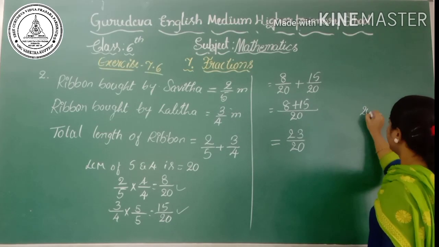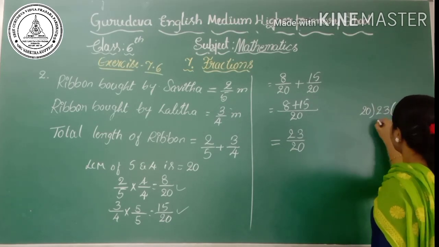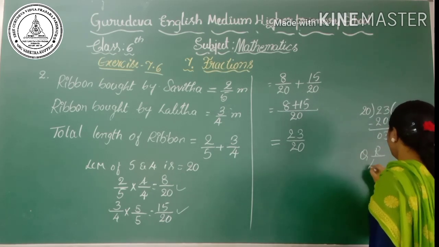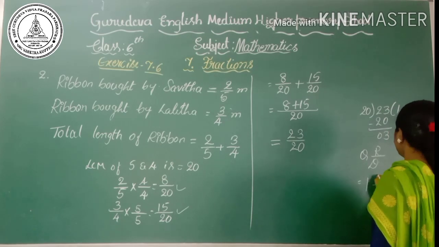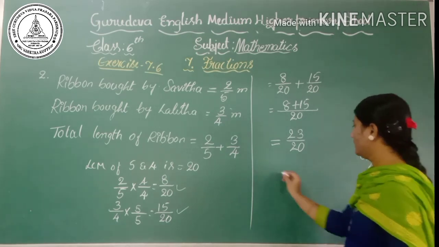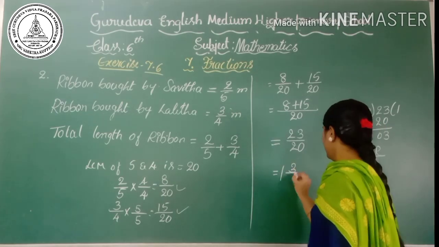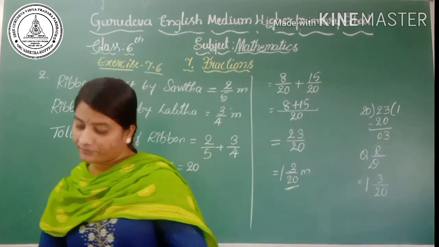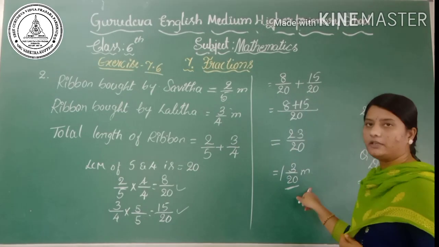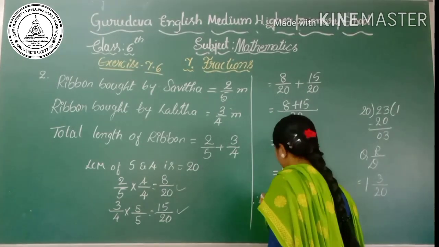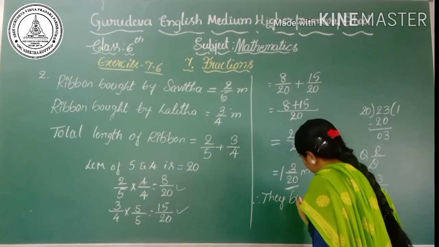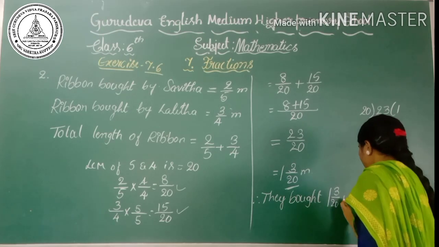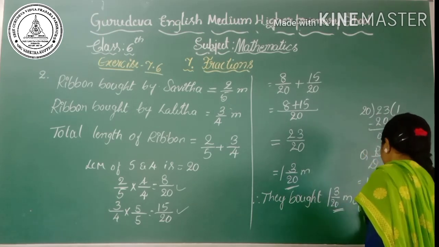Let's divide here by 20. 20 ones are 20. The remainder is 3, and write the quotient, then remainder by divisor, which is equals to 1 3 by 20. Which is equals to 1 3 by 20 meter. That is what we have to write finally. They bought 1 3 by 20 meter of ribbon.